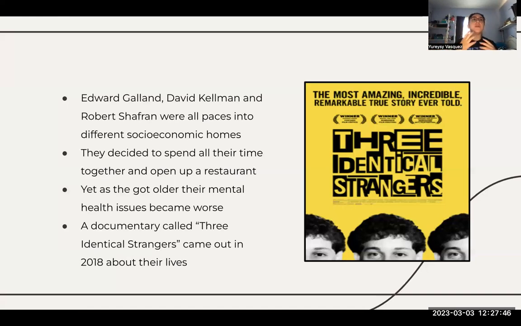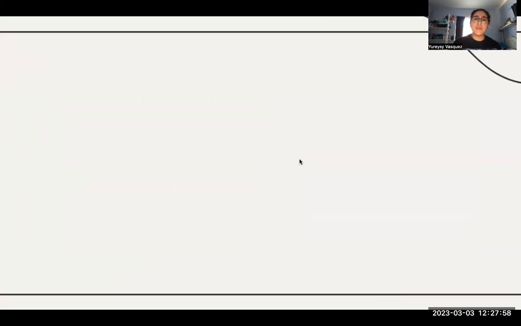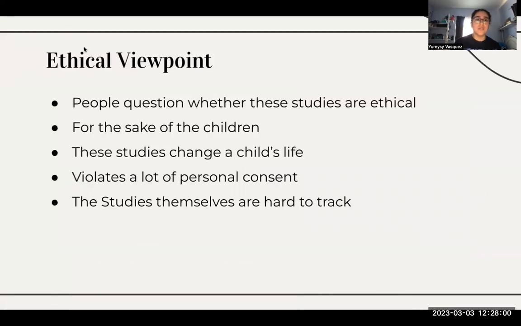And that's when a lot of people started realizing that maybe these studies aren't ethical or aren't morally right. And then the documentary Three Identical Strangers came out in 2018 about their lives. And that's when people started asking if this is ethical at all, taking people out of their homes and giving them identity crises when they're older, about not knowing who they were their entire lives, though they were put into better situations. A lot of psychologists, a lot of people say that adoptive studies should stop just on the basis of the violation of personal consent and personal identity.